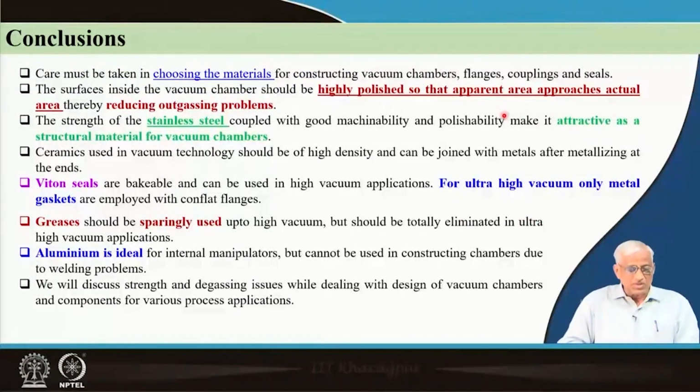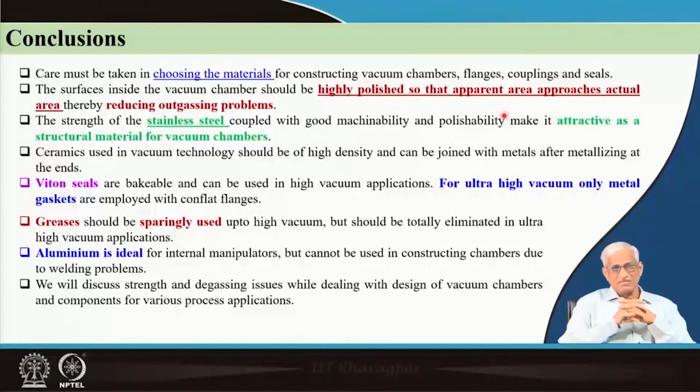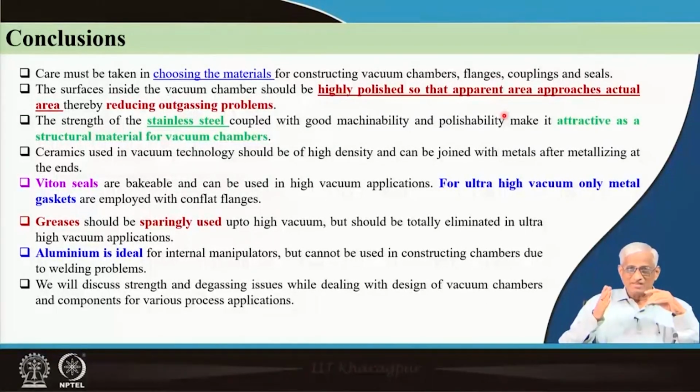Okay. To conclude, you should take extreme care in choosing the materials for vacuum technology, whether it is a flange material, a seal material, or a chamber material. You have to keep the operations in mind. You are going to weld. While welding, carbide precipitation should not take place, otherwise it will rust.